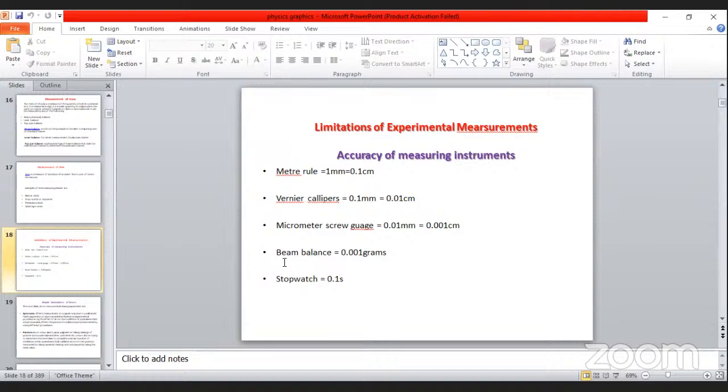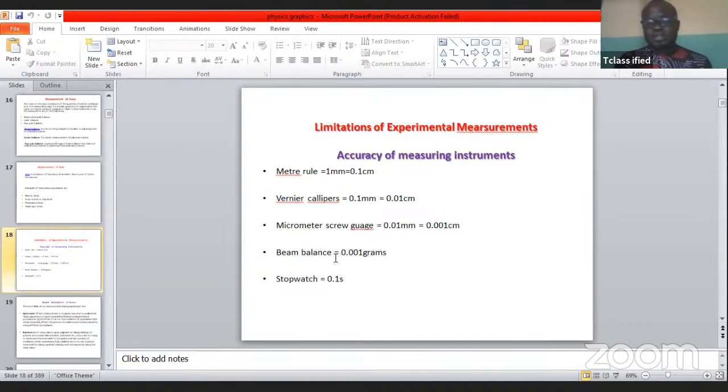Yes, sir. So they could also ask about the beam balance. This beam balance is used in measuring mass. You understand? Whereas the stopwatch is used in measuring time, isn't it? The beam balance can measure to 0.001 grams, and the stopwatch can measure to 0.1 seconds.